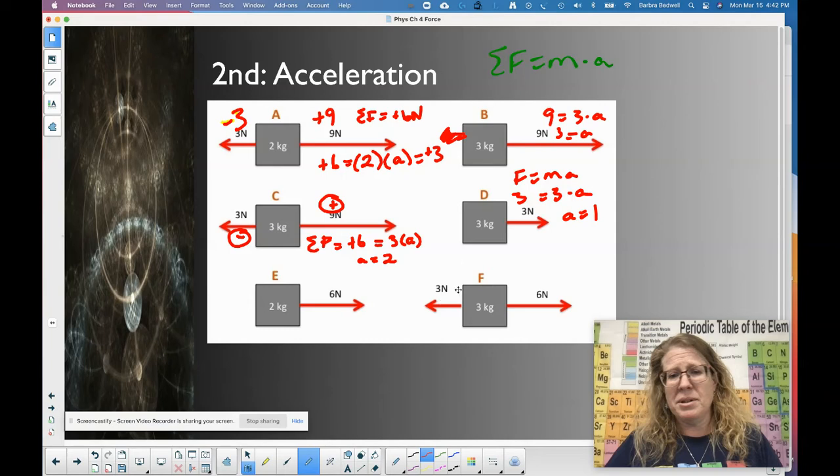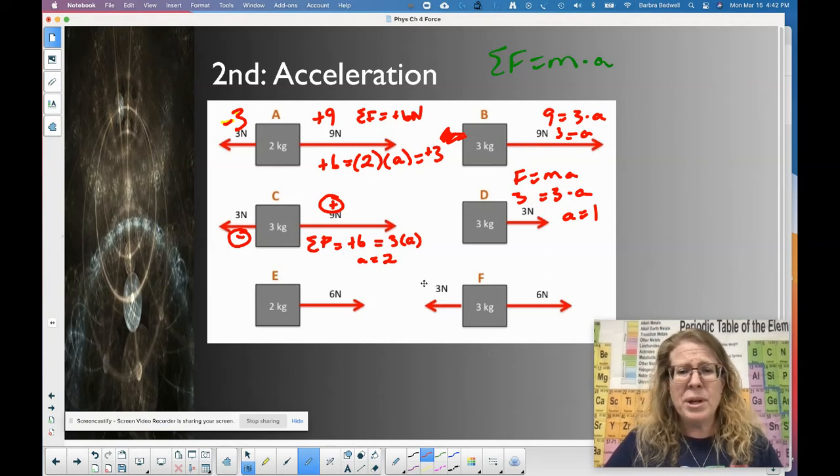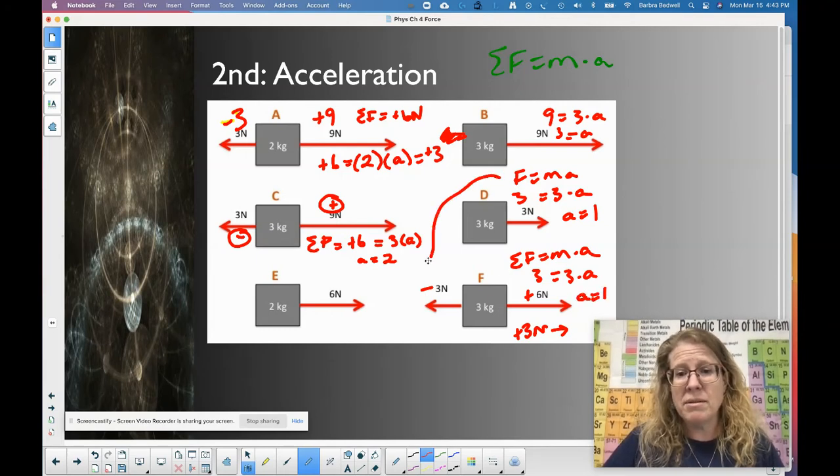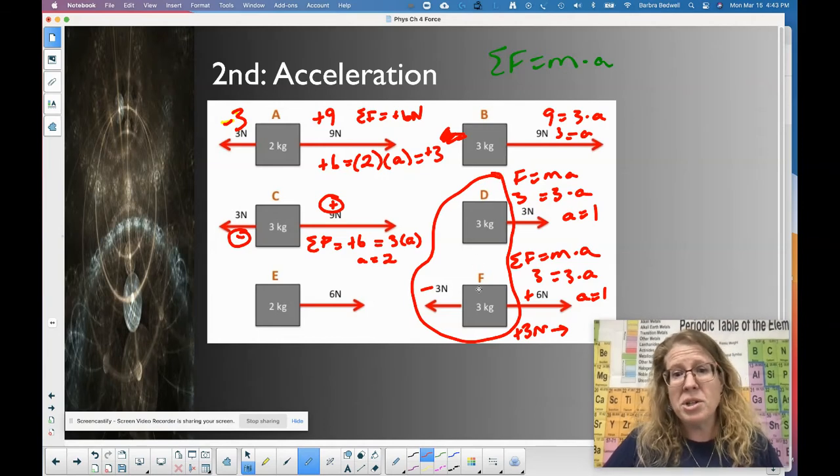And then I'm going to do this last one here. I'm not even going to bother with E. I know you can figure it out. For F here, 3 newtons to the left is negative. 6 newtons to the right is positive. Again, net force equals mass times acceleration. Our net force here is +3 newtons, again, to the right. That's what that means. So 3 equals mass, which is 3, times a. In this case, our acceleration is also equal to 1. So these two boxes right here, D and F, have the same acceleration.